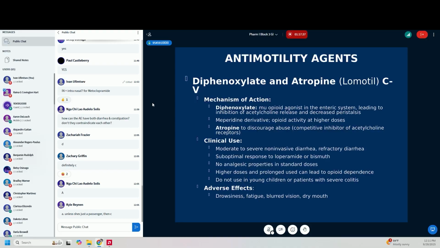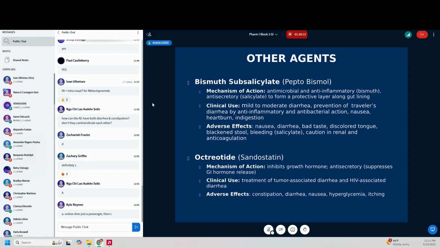So this comes together. Clinical use: you have refractory diarrhea. They're not responding to the loperamide or any of the bismuth that we've given them. So just make sure that you're saying, hey, I am trying to give this as a short-term thing. I am not going to give this to my young kids because there's a potential for them to abuse it and get addicted to it. And we are making sure that it's noninvasive as to why we're treating. Adverse effects: basic things that you see here, as well as dry mouth and those anticholinergic effects, right?